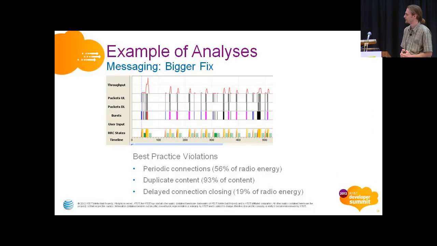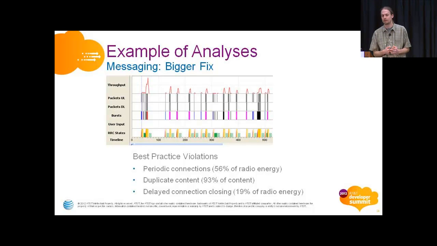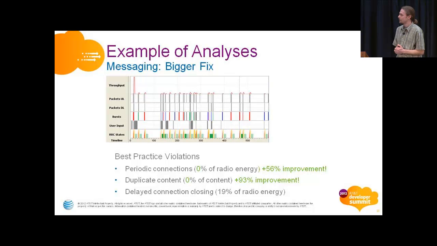So then they made a bigger fix. As we recall, 56% of the radio energy was periodic connections, 93% of the content was duplicate, and 19% of the radio energy was because they weren't closing the connections promptly. On their next release, they completely removed the periodic connections. So that removed 56% of the radio energy, and it removed 93% of the data being trafficked because they removed all of the duplicate content. We're still working with them on the delayed connection closing. I was hoping to have a new slide for you today, but that's still in development. They're still working on that one.